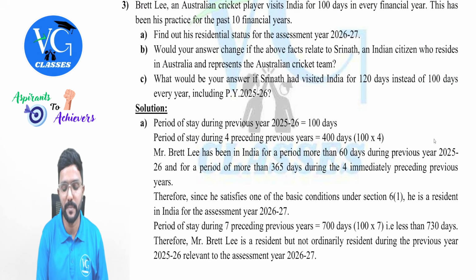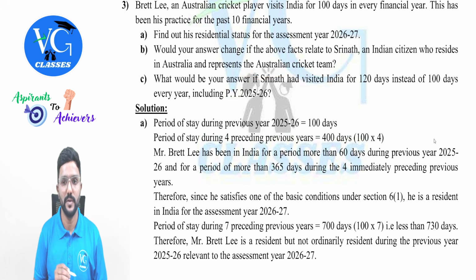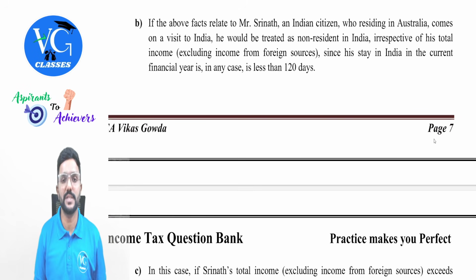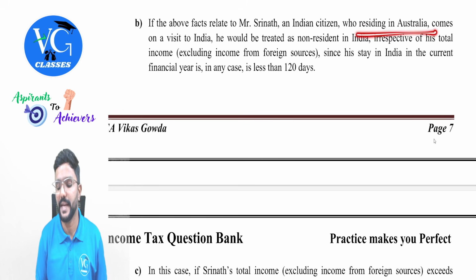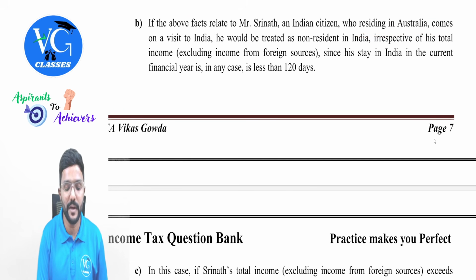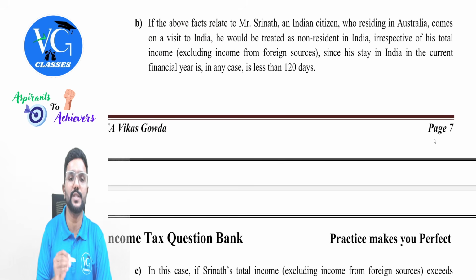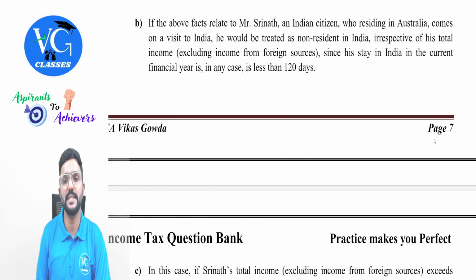Next. Would your answer change if the above facts relate to Srinath, an Indian citizen who resides in Australia and represents the Australian cricket team? So he is an Indian citizen, Srinath now. Instead of Bretley, it is Srinath. If the above facts relate to Srinath, an Indian citizen who is residing in Australia and comes to India for a visit every year for 100 days, he would be treated as non-resident in India irrespective of his total income, excluding the income from foreign sources, since his stay in India in the current financial year, in any case, is less than 120 days.